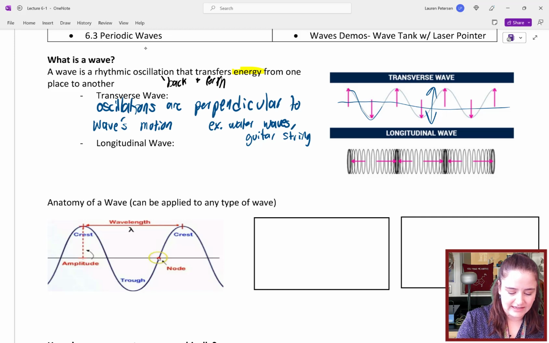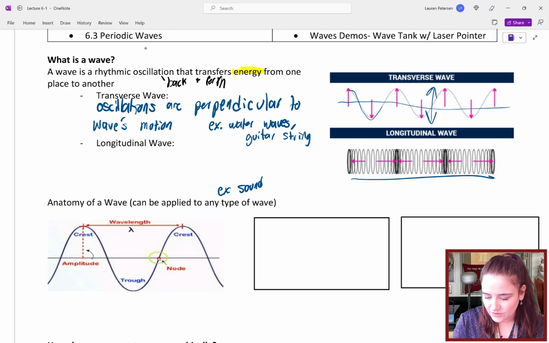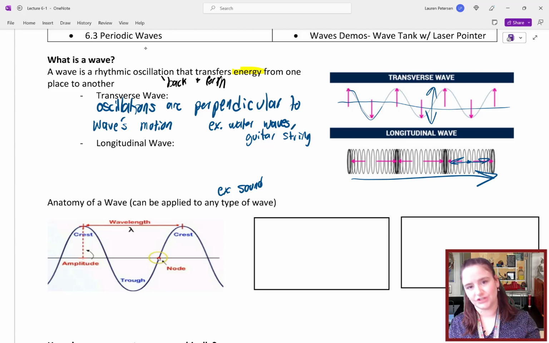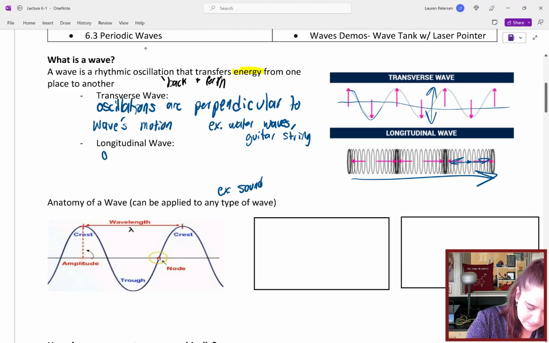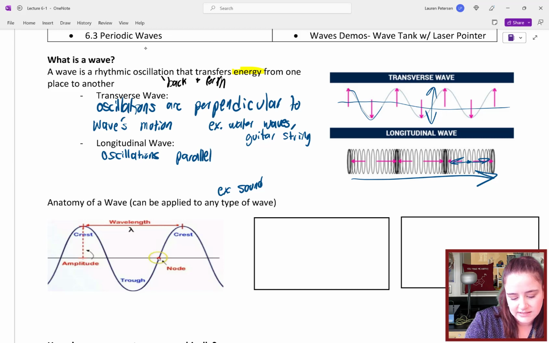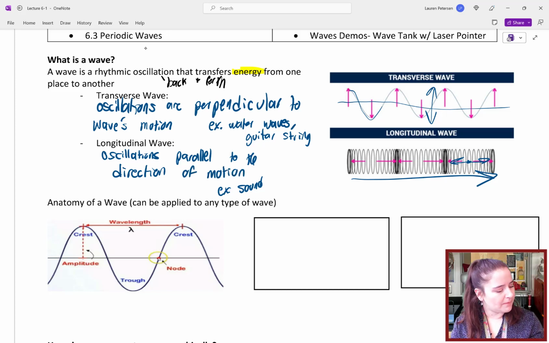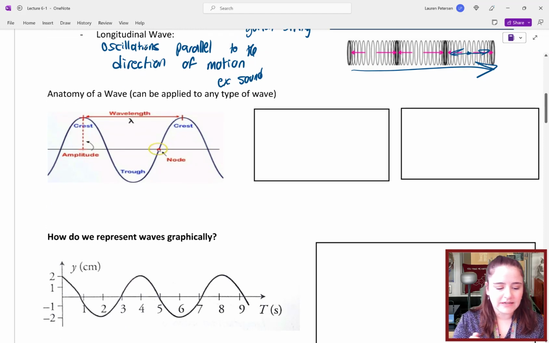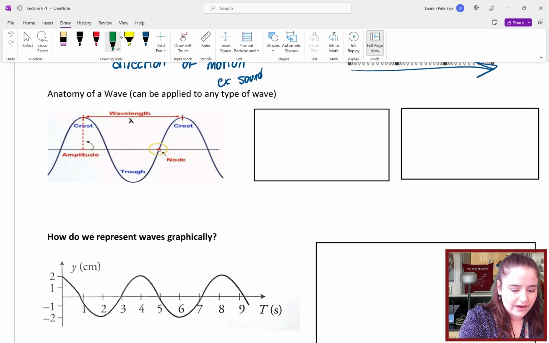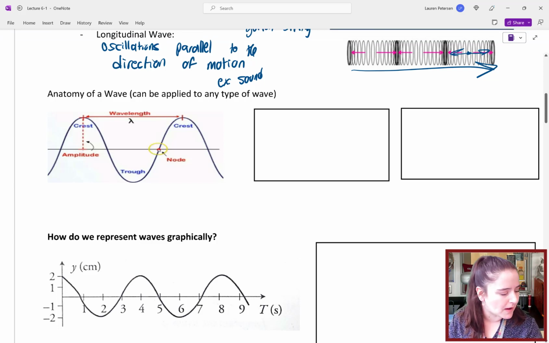Right now what you are hearing is a longitudinal wave. Sound is an example of a longitudinal wave, where if the wave is traveling in this direction, the actual particles or medium of the wave is oscillating back and forth, parallel to that direction of motion. So the oscillations are parallel to the direction of the motion. We're going to be describing lots of waves throughout this unit and even a little bit into our modern unit.